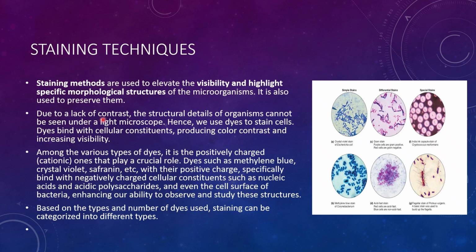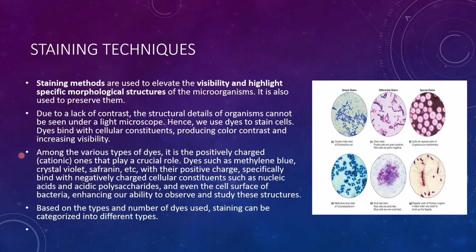Due to lack of contrast, the structural details of organisms cannot be seen under a light microscope. Hence we use dyes to stain cells. Dyes bind with cellular constituents, producing color contrast and increasing visibility. The second thing is there is no contrast, that means you cannot find a good difference between the slide and the specimen, because, as I told, there will be a very thin section, very transparent and colorless, and hence you cannot find the contrast at all. That's the reason we use dyes. These dyes go and bind to the cellular components, and hence they increase the contrast so you can observe them very clearly.